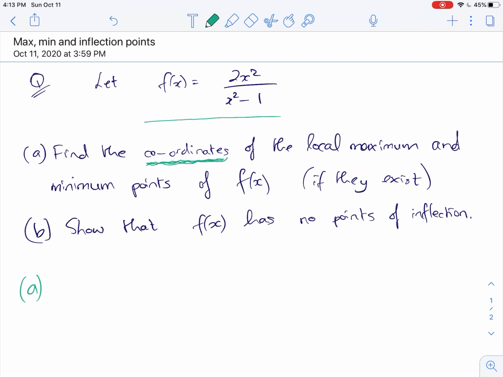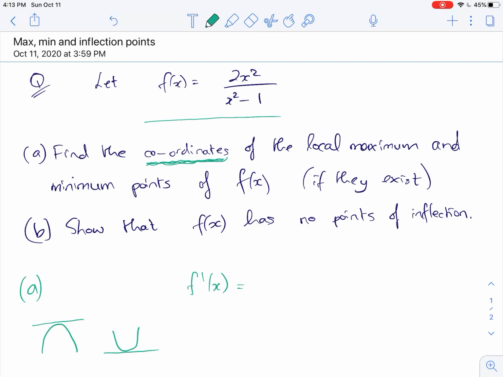Okay, so A, in order to determine the max or the min, we want to find places to begin with where the tangent line is horizontal. Now, the slope of the tangent line is 0 when the derivative is equal to 0, so we want places where the derivative is 0.